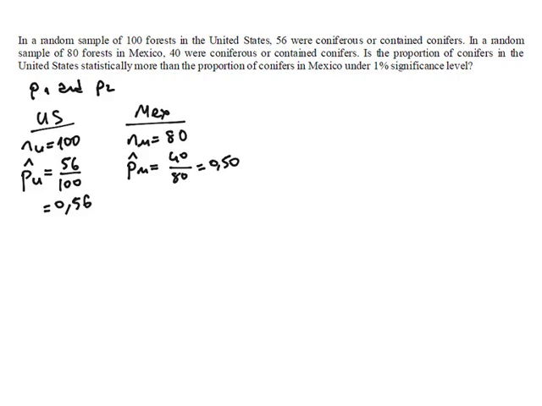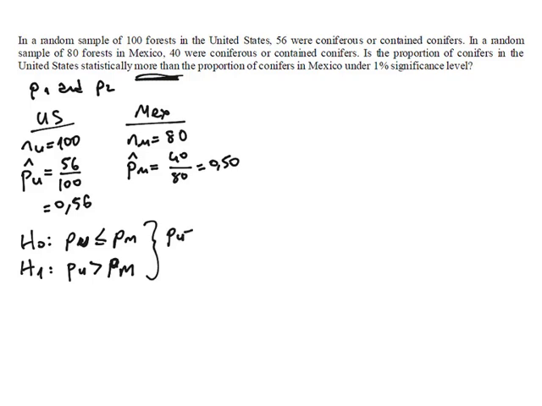Okay, so let's write down the hypothesis. It says that the proportion in the United States is more than the proportion of Mexico. So the claim is PU is more than PM. So PU is this. So we can write down the same thing like this.